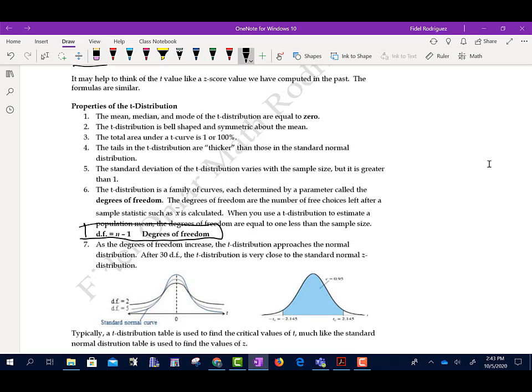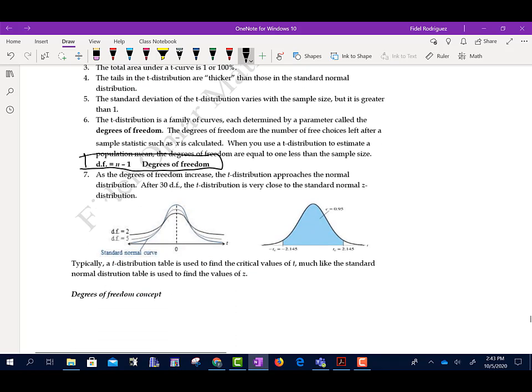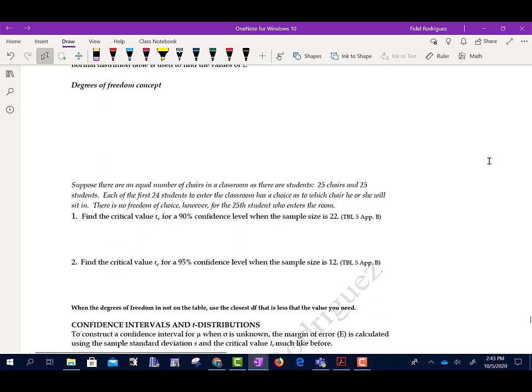And it says, as the degrees of freedom increase, the t-distribution approaches the normal distribution. After 30 degrees of freedom, a t-distribution is very close to a normal z-distribution. Typically a t-distribution table is used to find the critical values of t, much like the normal distribution is used to find the values of z. All right, so the first thing I have here is the degrees of freedom concept.